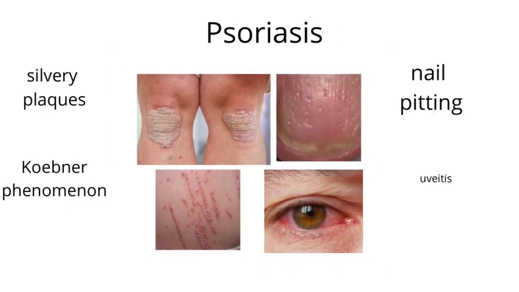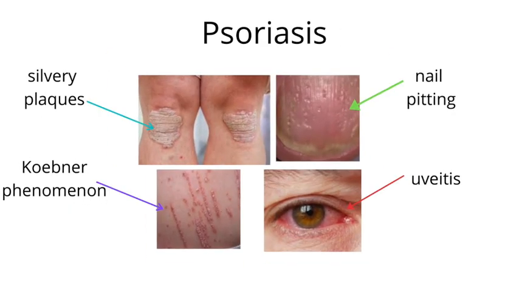Now, this slide is so high yield, so let's master this. This is psoriasis. Psoriasis has different dermal presentations. They typically have silvery plaques on extensor surfaces. They can also have nail pitting, as you can see with the green arrow, or even eye changes such as conjunctivitis or uveitis, represented by the red arrow.